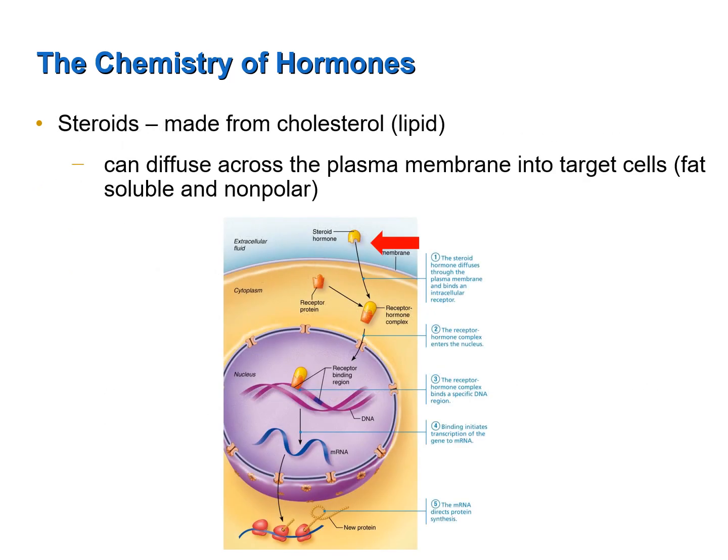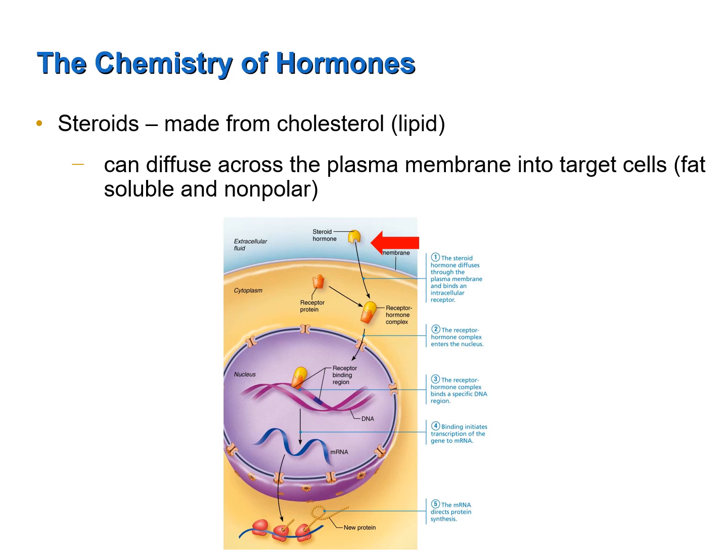Let's look first at the mechanism of action of steroid hormones. And again, mechanism of action simply means how something works. In this case, a steroid hormone. So steroids are lipid soluble. That means that they can diffuse right through the plasma membrane.